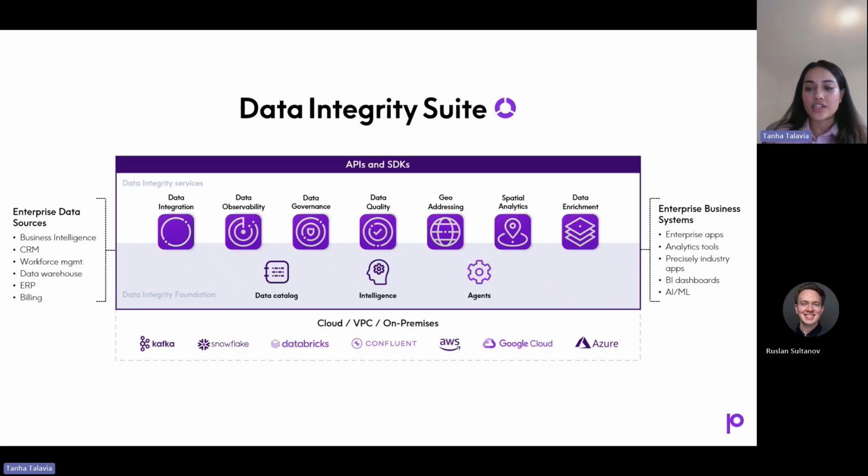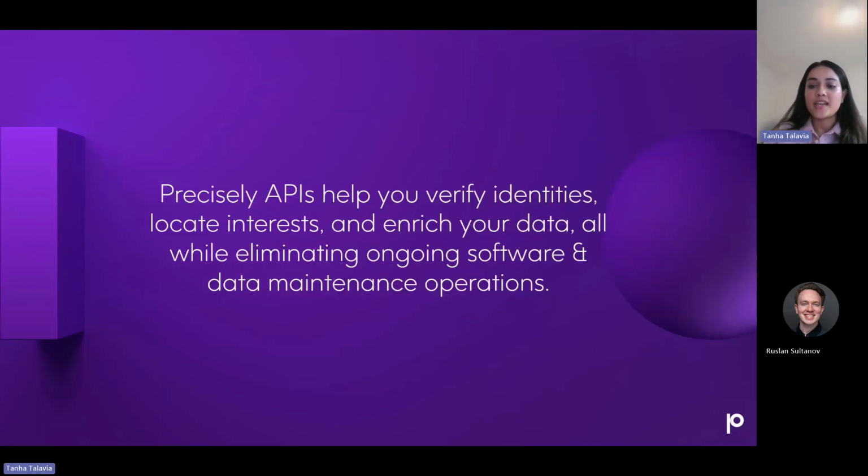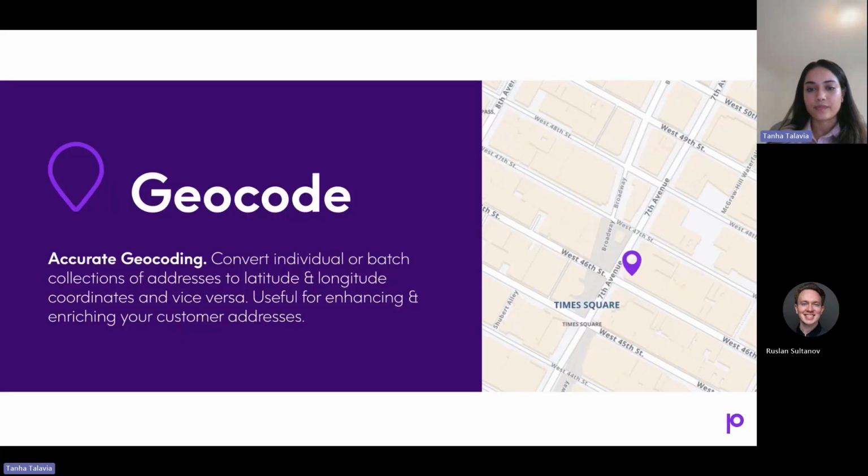And remediating data quality issues and ensuring accurate and consistent data within your ecosystem is paramount. You can't build trust without quality data. There's no guessing in all these capabilities. They essentially need to work seamlessly together to impact the life cycle of data from preparation to observation to remediation. Now, our APIs help you to perform all these functions, verify identities, locate interests, and enrich all your location data without you worrying about the maintenance and update operations. We'll discuss some of the many APIs that Precisely has to offer in further slides.